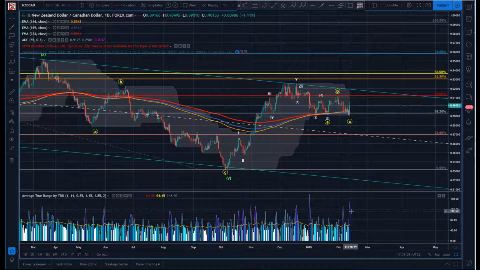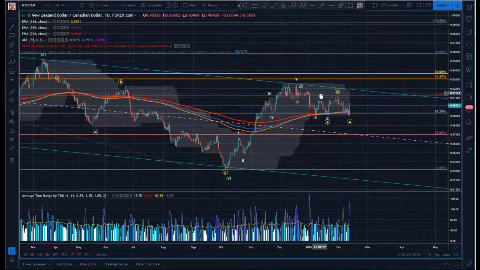So it means I need about, let's call it 130 pip stop, if I'm going to use double the daily ATR. This move was, I think, 131 pips, right? Pretty close, right? Now the day before, so if you took that the day before, the daily ATR was, let's call it 58.